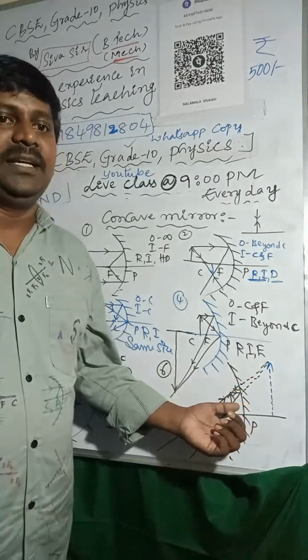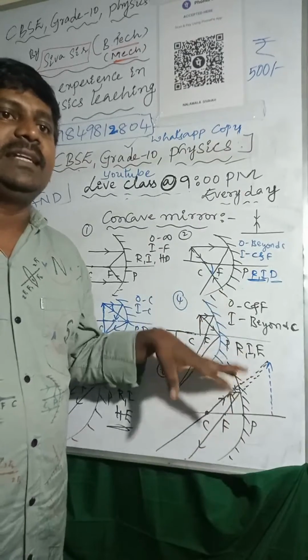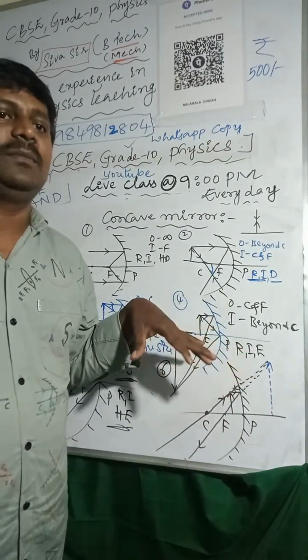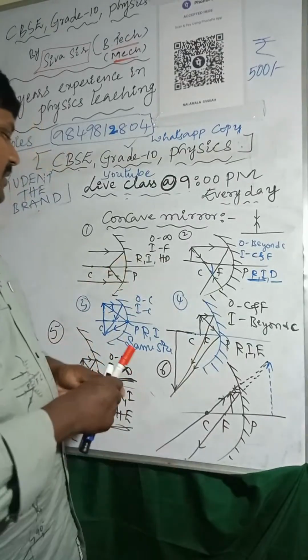Reflected light rays are meeting at the point. So those light rays I am considering. Reflected light rays are meeting at the point. So here in this case, you can observe here.